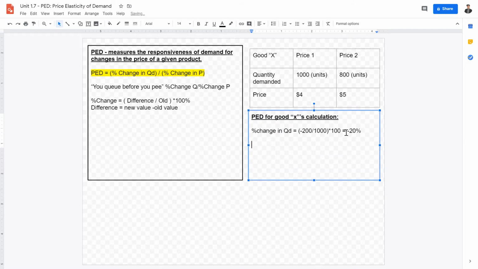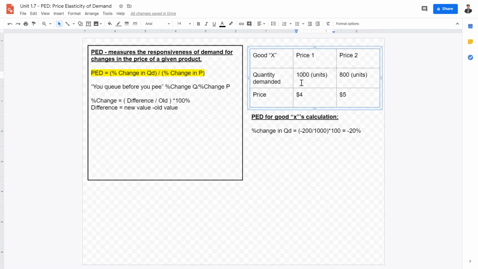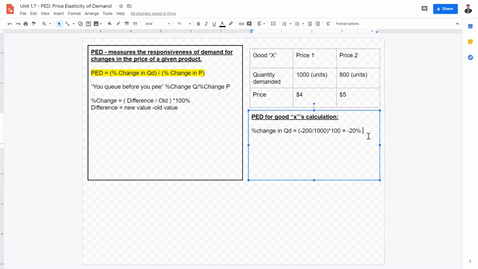This gives us the percentage change of negative 20%. So the percentage change in quantity demanded is a negative figure of negative 20%. That makes sense because originally it was 1,000 units, and now after the price change, it has decreased to 800 units. Therefore, we can see that the percentage change is negative 20%.